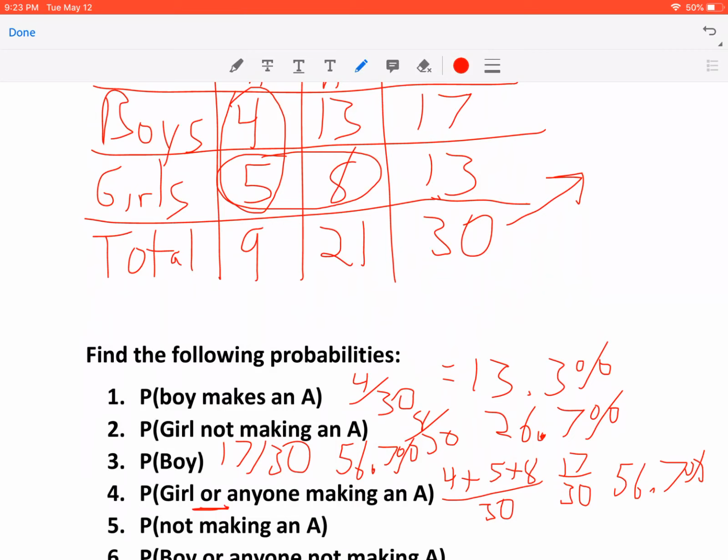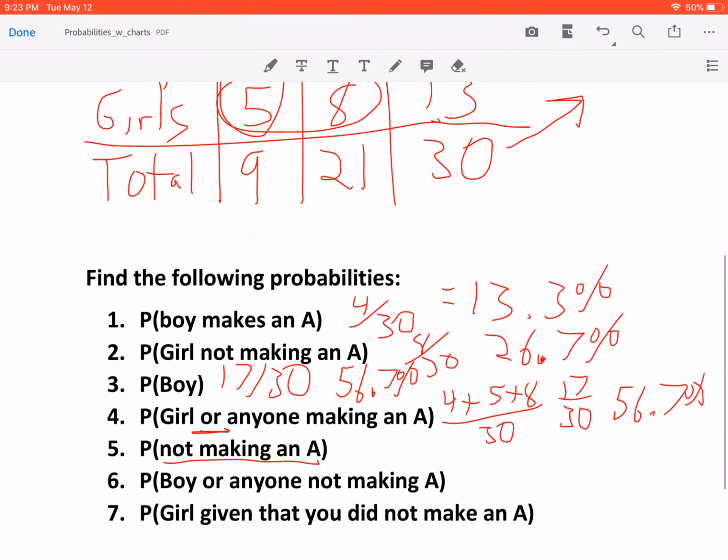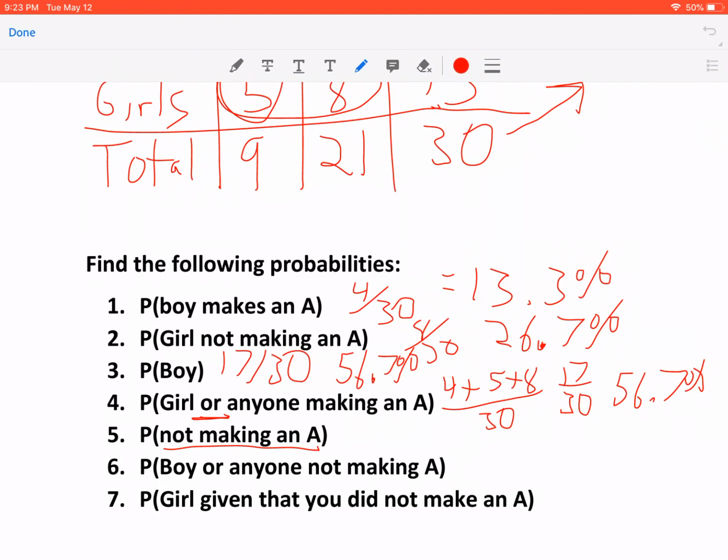Probability of someone not making an A. Alright. So if it's someone that did not make an A, it didn't say it had to be a boy or a girl, so that should just be 21 out of 30. So that one is 21 divided by 30 is 0.7, so that is 70%.